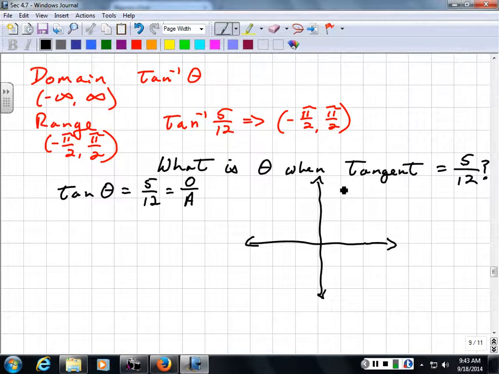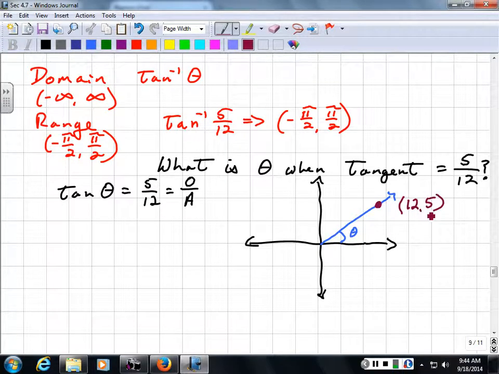what quadrant angle am I looking at for 5 over 12? Jesse? It's first quadrant, right? Why is it first quadrant, Sydney? Because both of them are positive. Because both 5 and 12 are positive. Okay? So that means I've got a first quadrant angle going on here. So theta's in the first quadrant, and I can go ahead and put some point up here. And I know that the point itself is going to be 12 comma 5.